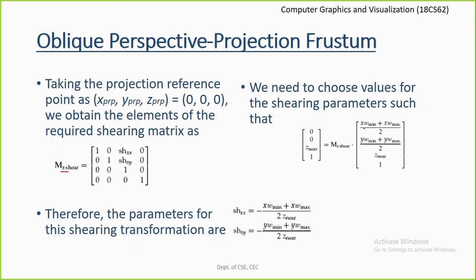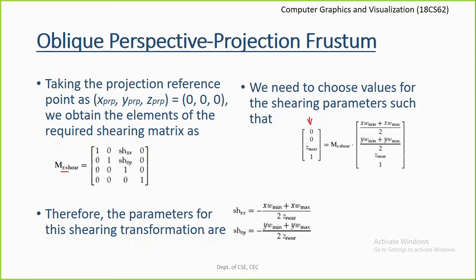Okay, this is going to let us choose the values for the shearing parameter. So 0, 0, z near, 1. This is a column matrix which is obtained by the product of this particular z shear matrix into a column matrix, with the first two elements obtained by adding the left and the right boundary, that is xw minimum and xw max, divided by 2. Similarly, the second element is obtained by finding the sum of the bottom and the top boundaries, that is yw minimum and yw max, divided by 2, z near and 1.